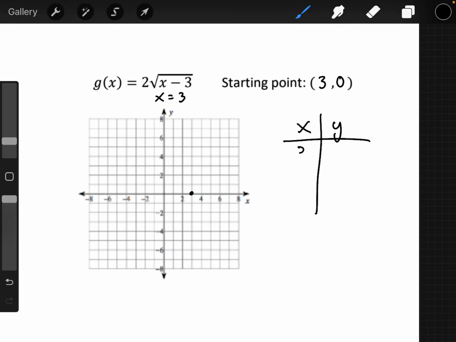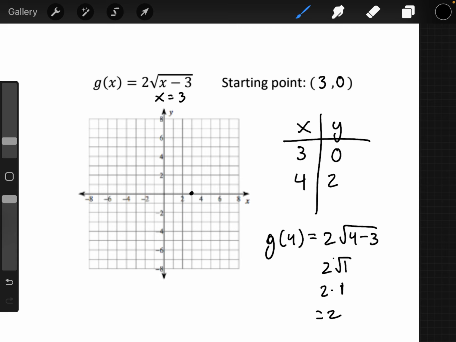We can graph numerically. Go to x equals 4. When x equals 4, g of x equals 2 times the square root of 4 minus 3, the square root of 1, 2 times 1, which equals 2.